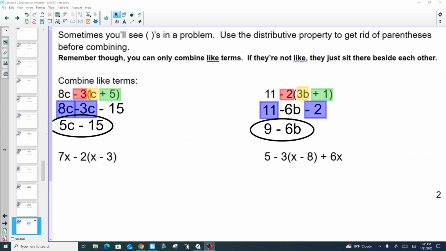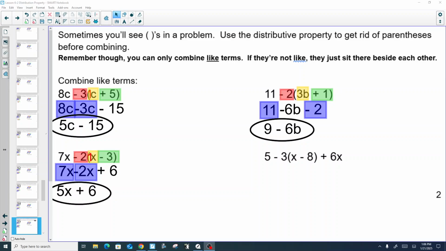That's combining like terms. Over here for this one would be a negative 2 times 1x, so that's a negative 2x. Negative 2 times negative 3 is positive 6. So I'll write a 6 there, and I go, ooh, it's got stuff in front of it, so I need to put a plus sign there because it's positive. The 7x can come down. Combine the 7x minus 2x into 5x, and drop the plus 6. You can squish them together if you want, but there's your simplified answer.